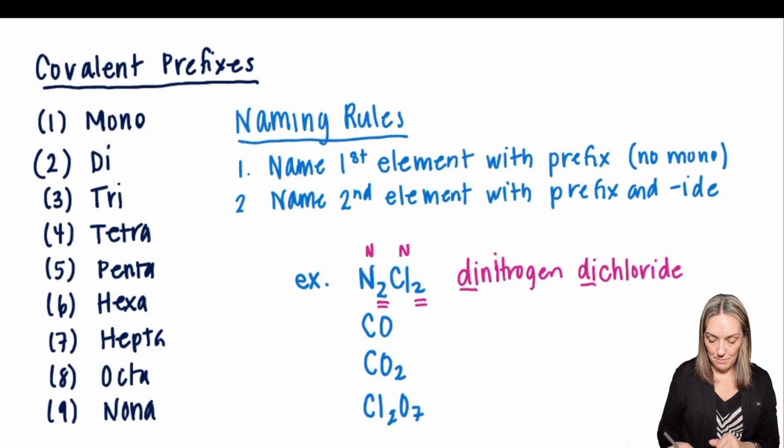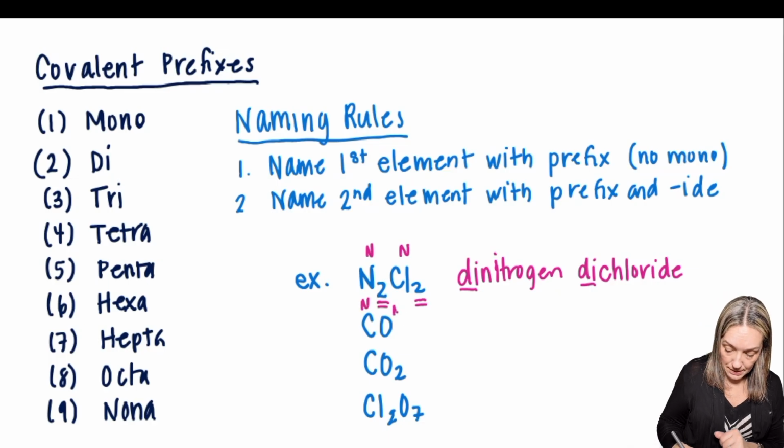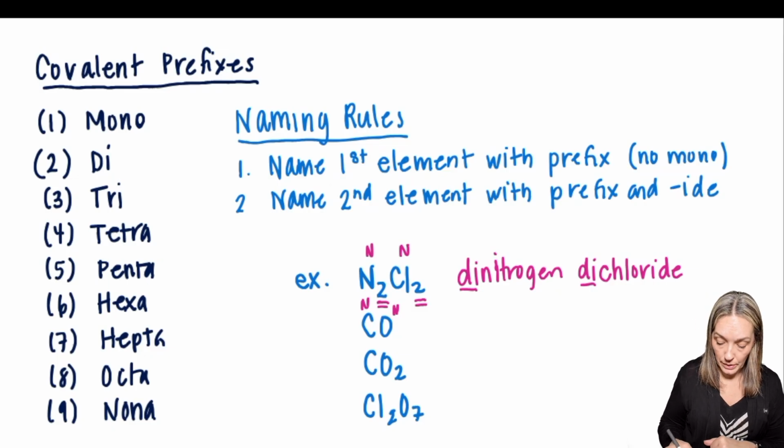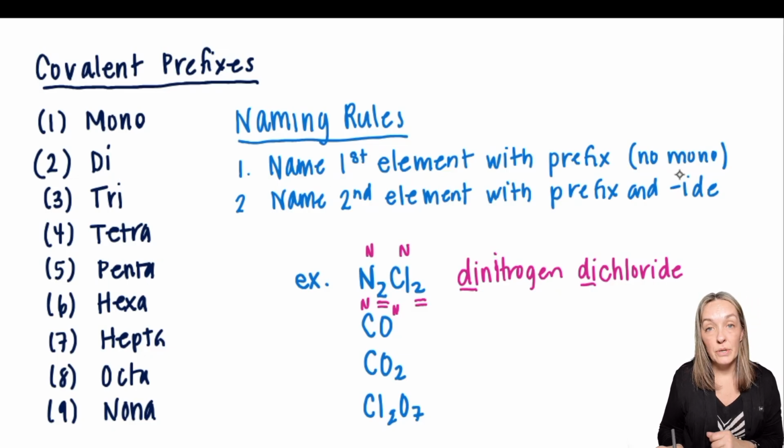Let's look at our next example. CO. C and O are both nonmetals once again. So we know that we're going to need to use our covalent rules listed above. We're going to name the first element with a prefix, but notice that we do not use mono on the first element.